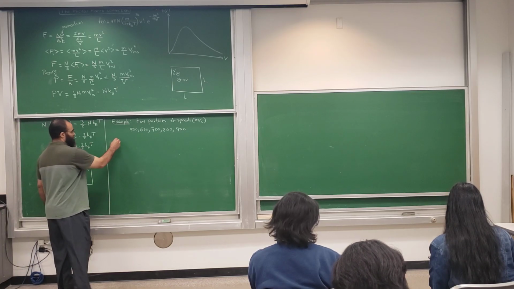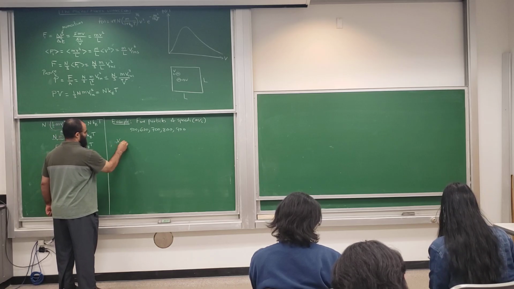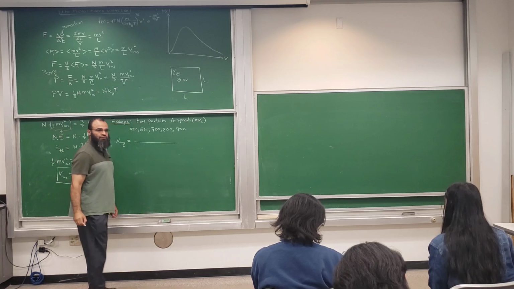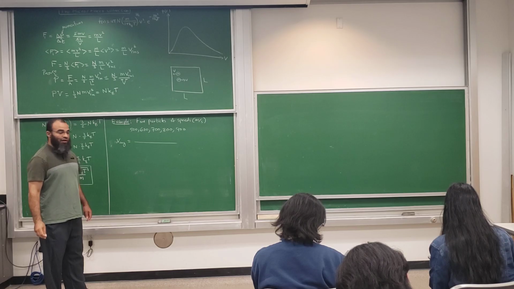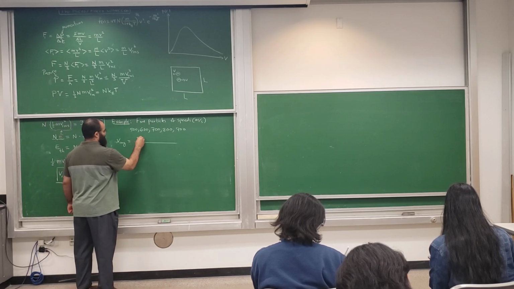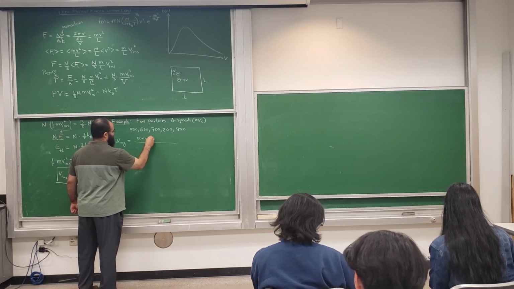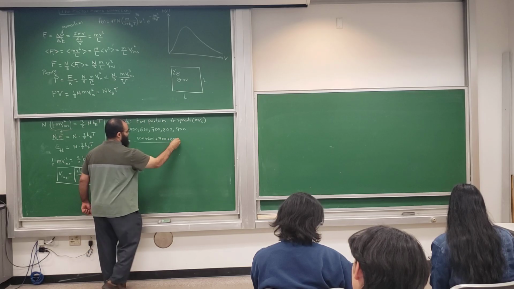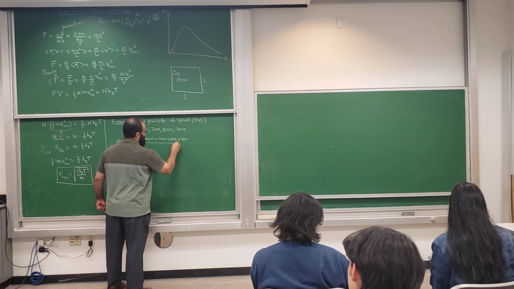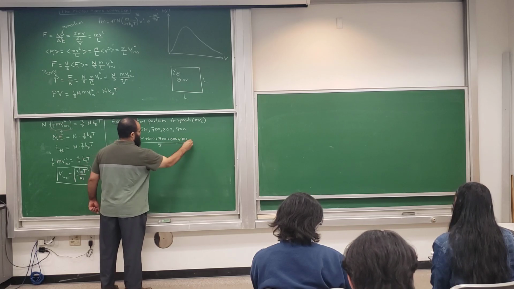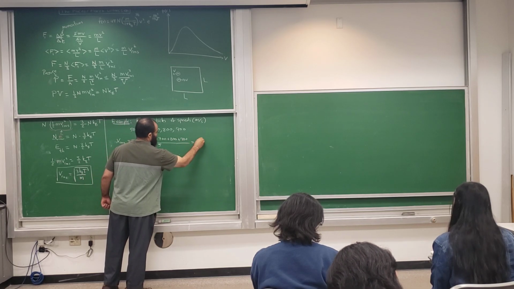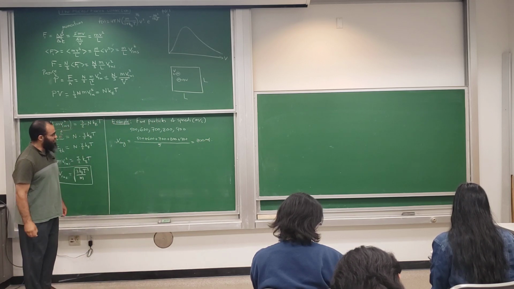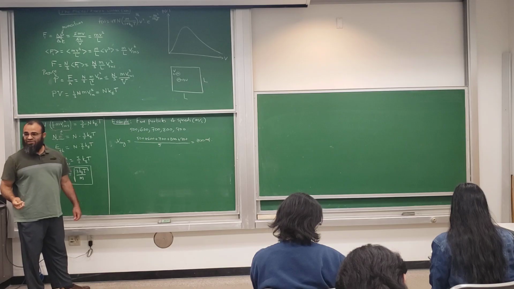What's the average speed? How would you find the average speed? Add them all and divide by 5. Yep. So it would be 500 plus 600 plus 700 plus 800 plus 900 divided by 5. And that turns out to be 700. Yes? 700.